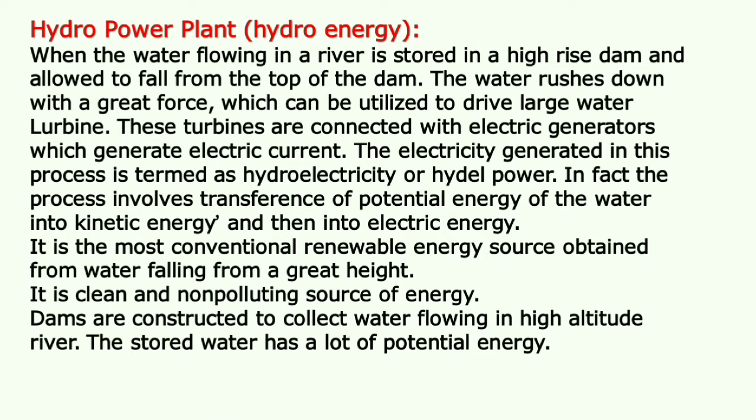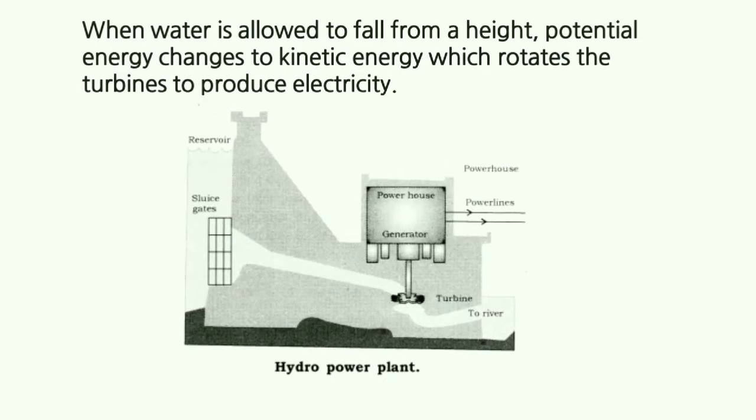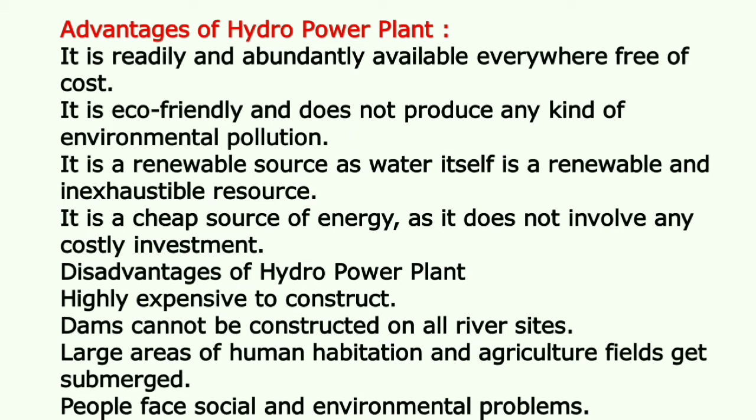Dams are constructed to collect water flowing in high altitude rivers. The stored water has a lot of potential energy. When water is allowed to fall from a height, potential energy changes to kinetic energy, which rotates the turbine to produce electricity. What are the advantages?